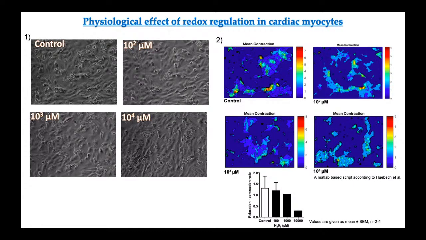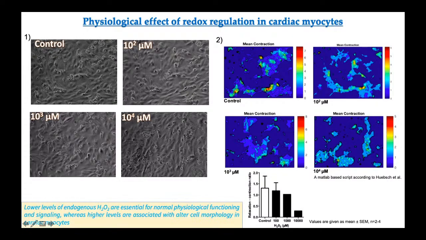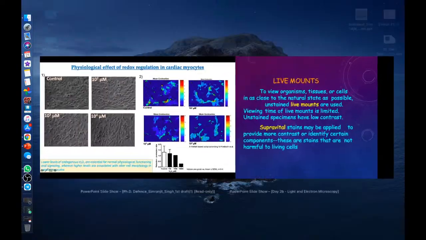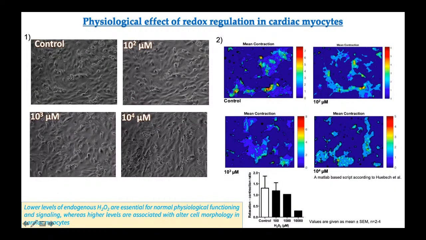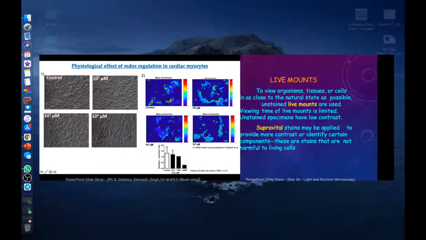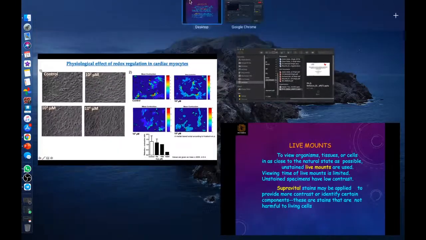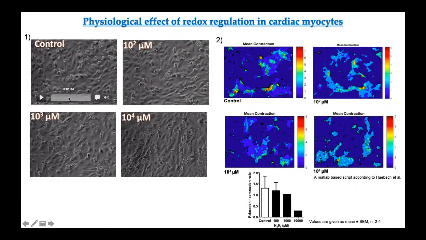So this was the experiment I did in order to find out what is the effect of hydrogen peroxide on these cells. My mouse is not working today for some strange reason. Yeah, now it's working.